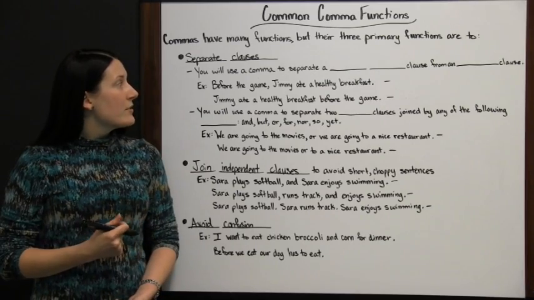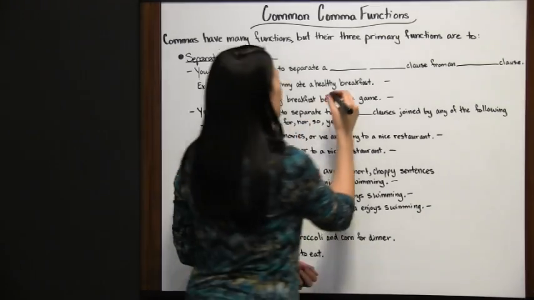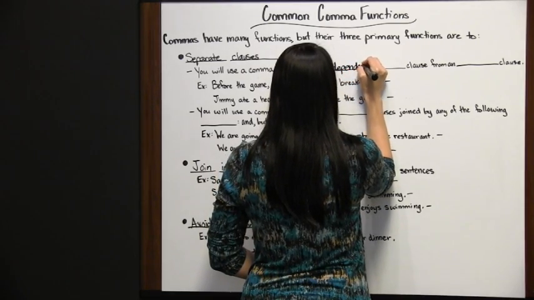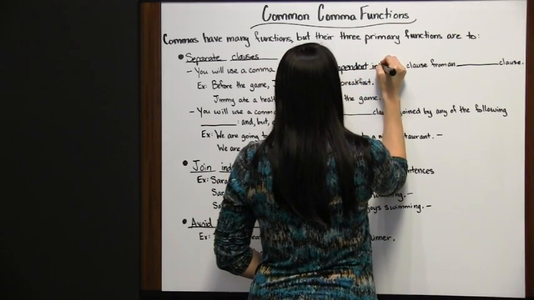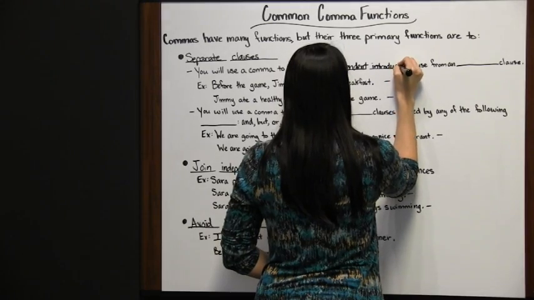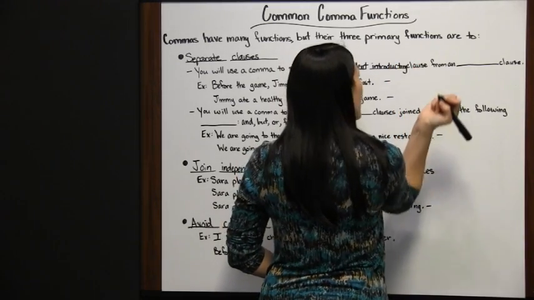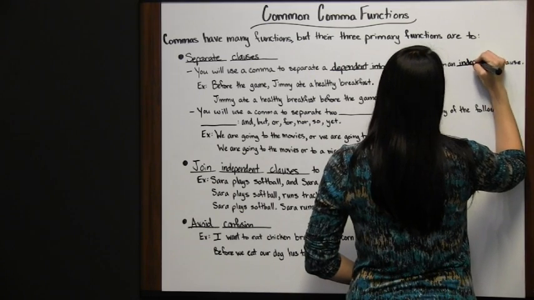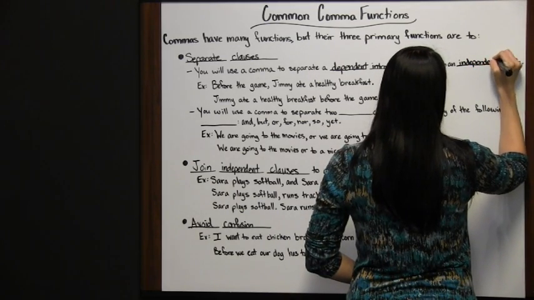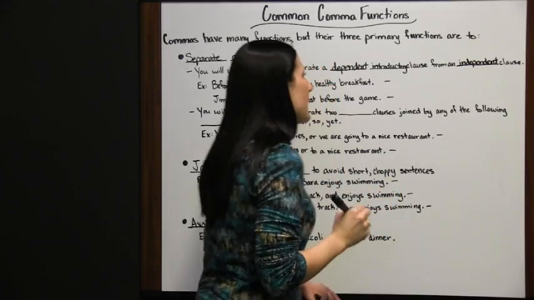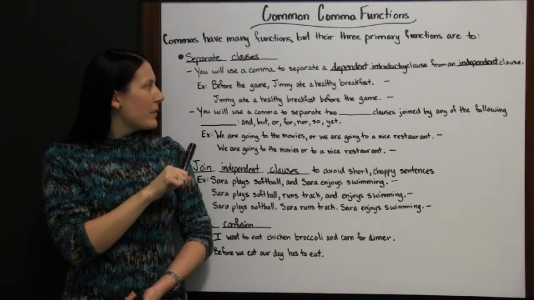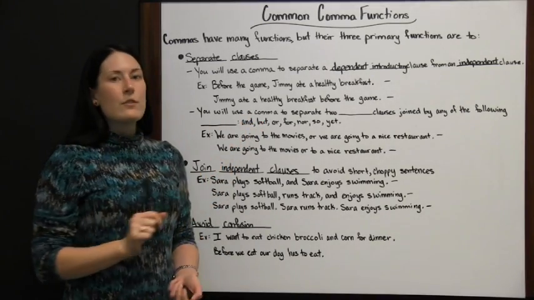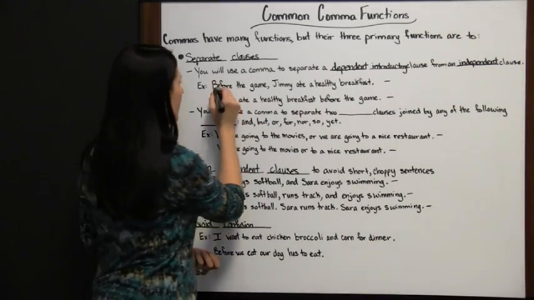You will use a comma to separate a dependent introductory clause from an independent clause. So one way that dependent clauses are used is as an introduction to a sentence. For instance, before the game, Jimmy ate a healthy breakfast. We use this comma to separate the dependent clause.